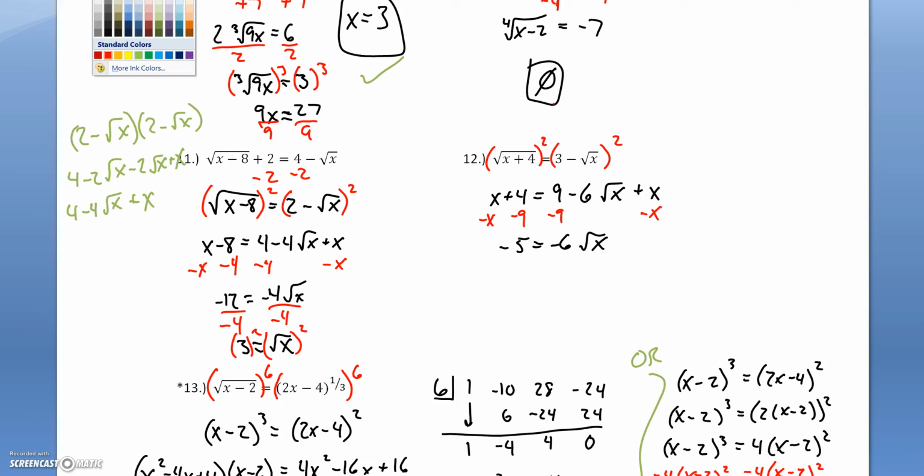Let me try that again. Keep trying to switch colors. It's not working. There we go.